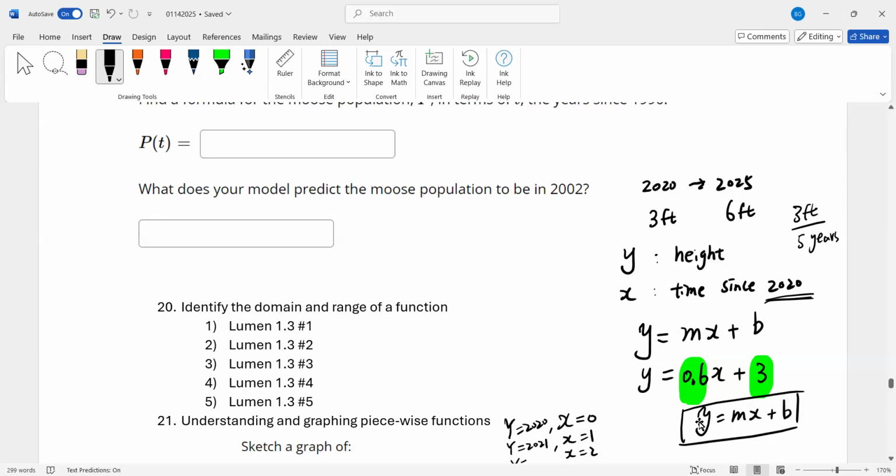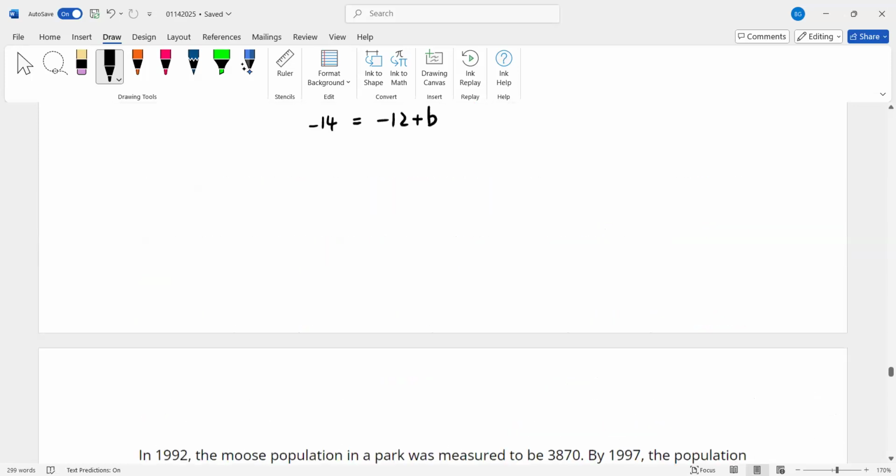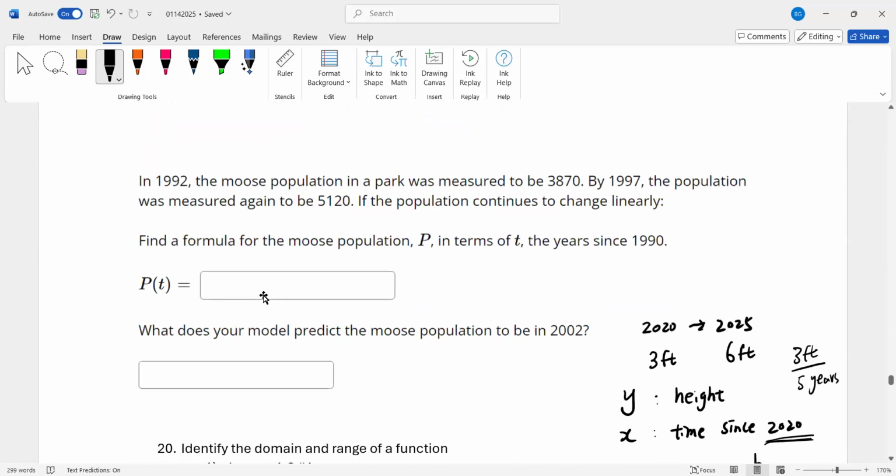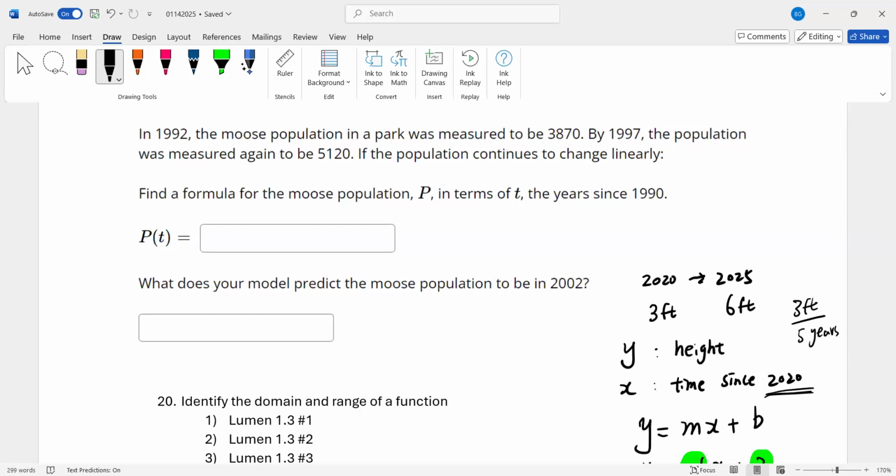Okay, I hope this helped a little bit. And then when we look at this problem, I labeled the problem as 19. Probably it is easier for us to understand. Let me erase this part.